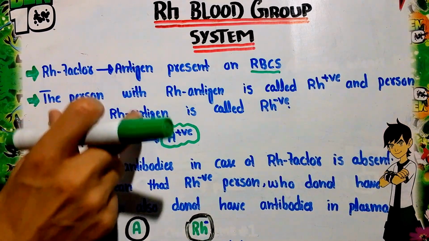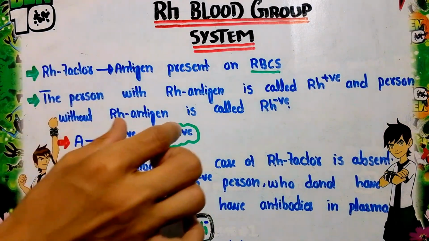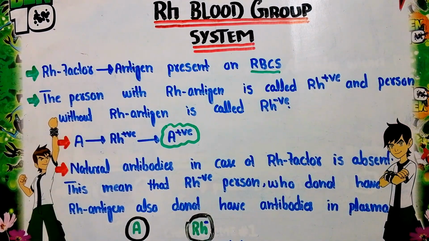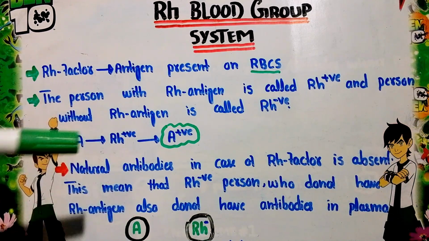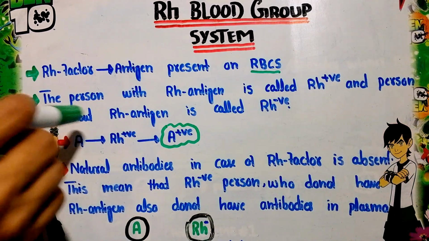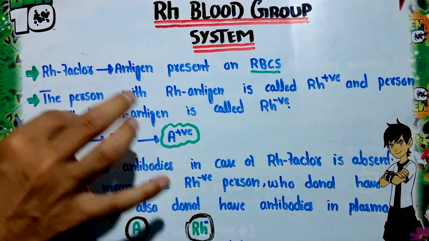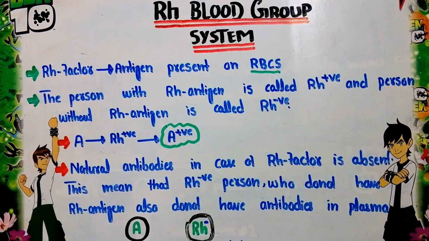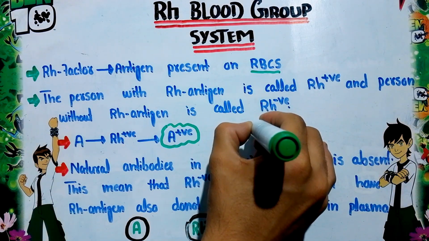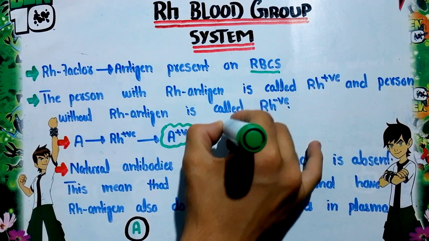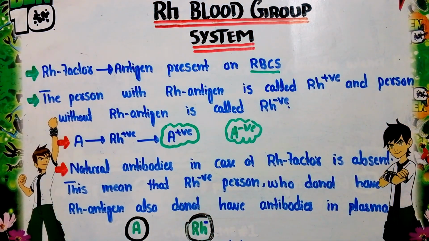Suppose this person also has the Rh antigen present on the surface of the RBC. Now this person is called A positive, so the blood group of this person becomes A positive. If this person has antigen A but the Rh antigen is not present on its RBC, then its blood group will be A negative. So simply, we call it positive or negative based on the presence of the Rh antigen.